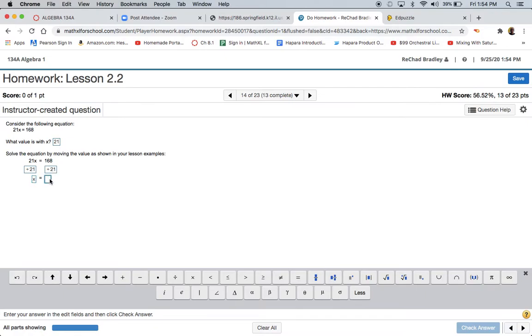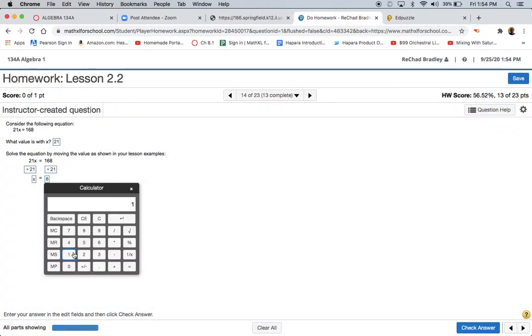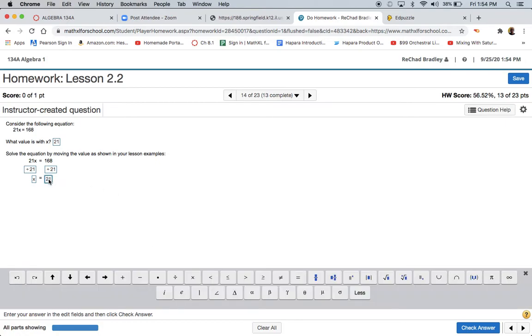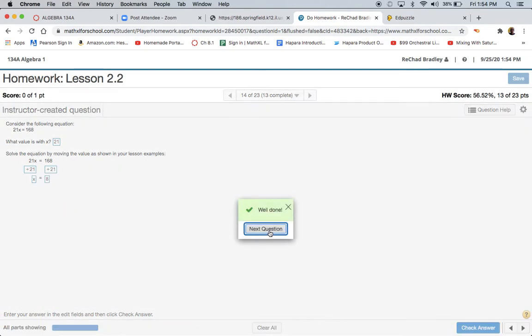I think that's going to be 8 times that it fits. Again, if you don't know, do calculator. 168 divided by, that's what divided by is, 21 equals 8. I don't know why I did that. And there you go.